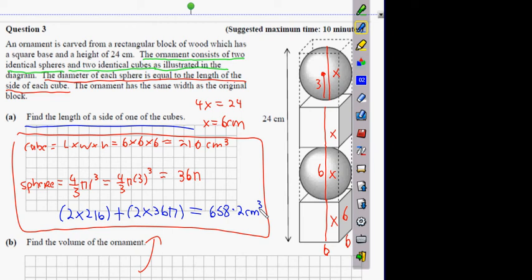No, it's not just 6 centimeters. The length of the side of one of the cubes is 6, but it's length by width by height, which is 6 by 6 by 6, because you have to get the volume.